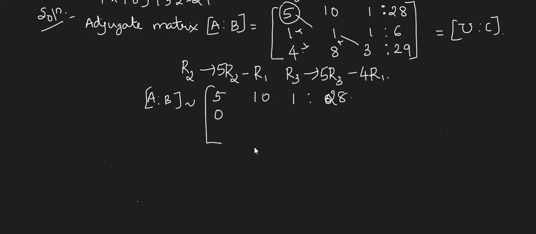So my R2 is 1, my R1 is 10. Just apply 5 into 1 minus 10: how much? Minus 5. Very good. Next is 1 and 1. Both are 1 and 1, so it becomes 5 minus 1.